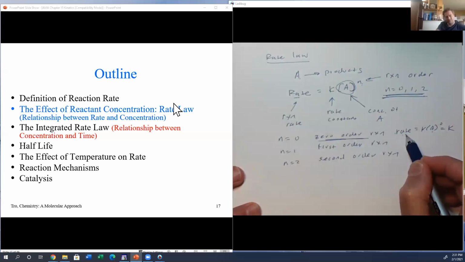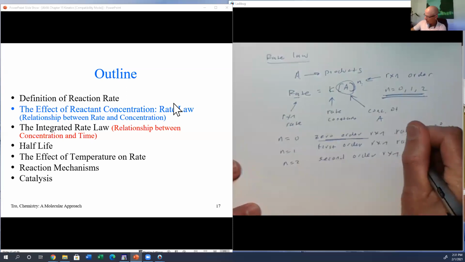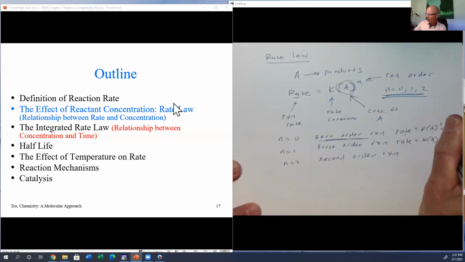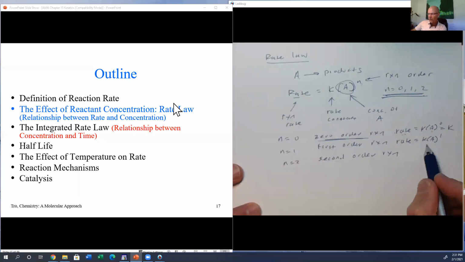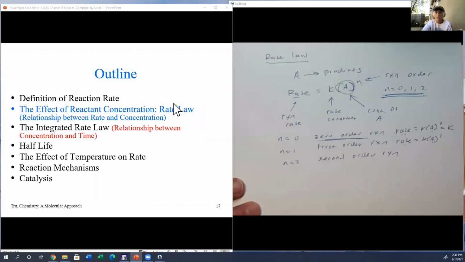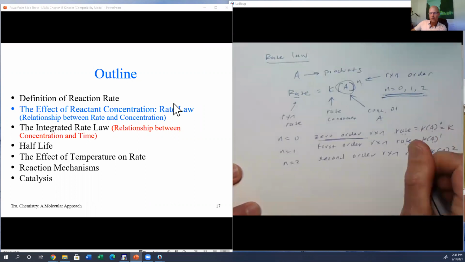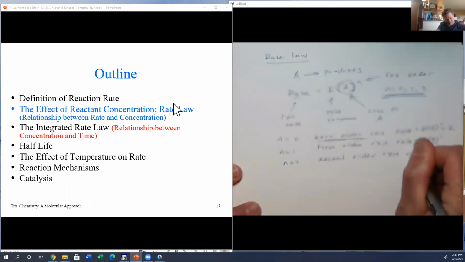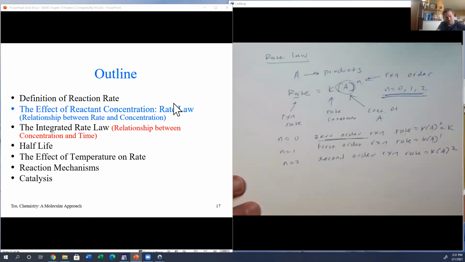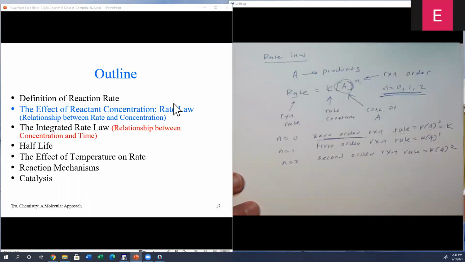If N is equal to 1, then we have rate is equal to k[A]^1. If the reaction is first order and I increase the concentration of A, what happens to the rate? It also increases, right? For second order reactions, rate is equal to k[A]^2. For a second order reaction, if I increase the concentration, what happens to the rate? Right, it increases even faster. Okay, it increases even faster.